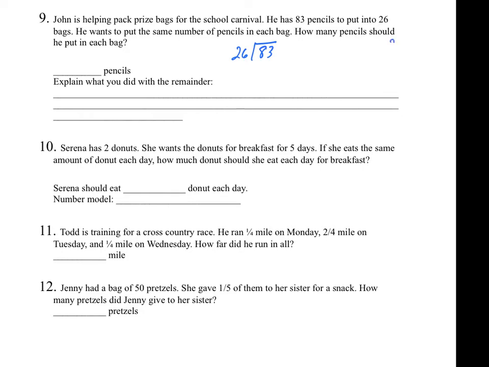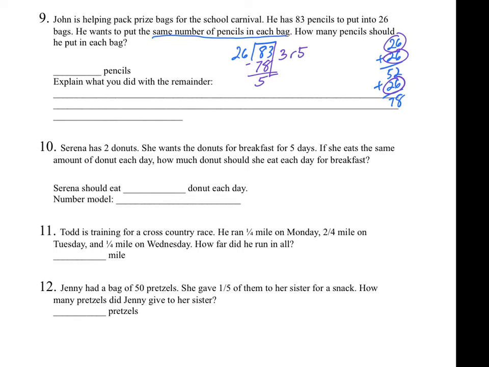What I like to do is, let's just start adding them up along the side. 52. Looks like I can go another one. That's 78. So I count how many 26s go into 83. 1, 2, 3. 3 here, 78. All right. So now I get my answer, which is 3 remainder 5. However, I need to come back to the question, and it says how many pencils should he put in each bag, and that he wants the same number of pencils in each bag. So that's kind of important here.